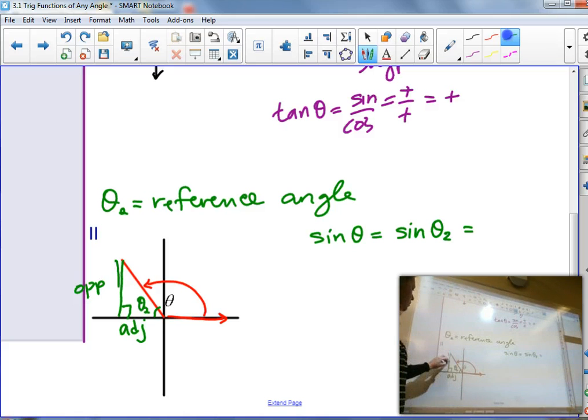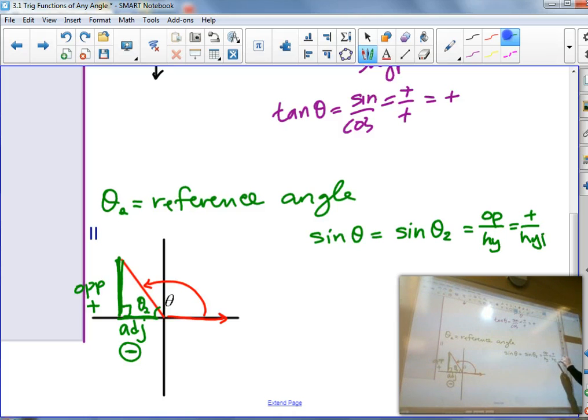Now, since we're in the positive y direction right here, we say that my opposite side is positive. But what's not going to be positive in this picture? The adjacent side. Because we're going in the negative x direction, we say that our adjacent side is negative. So in this particular case, my sine is going to be opposite over hypotenuse, which is positive over hypotenuse, which is still a positive number. But my cosine is going to be negative.